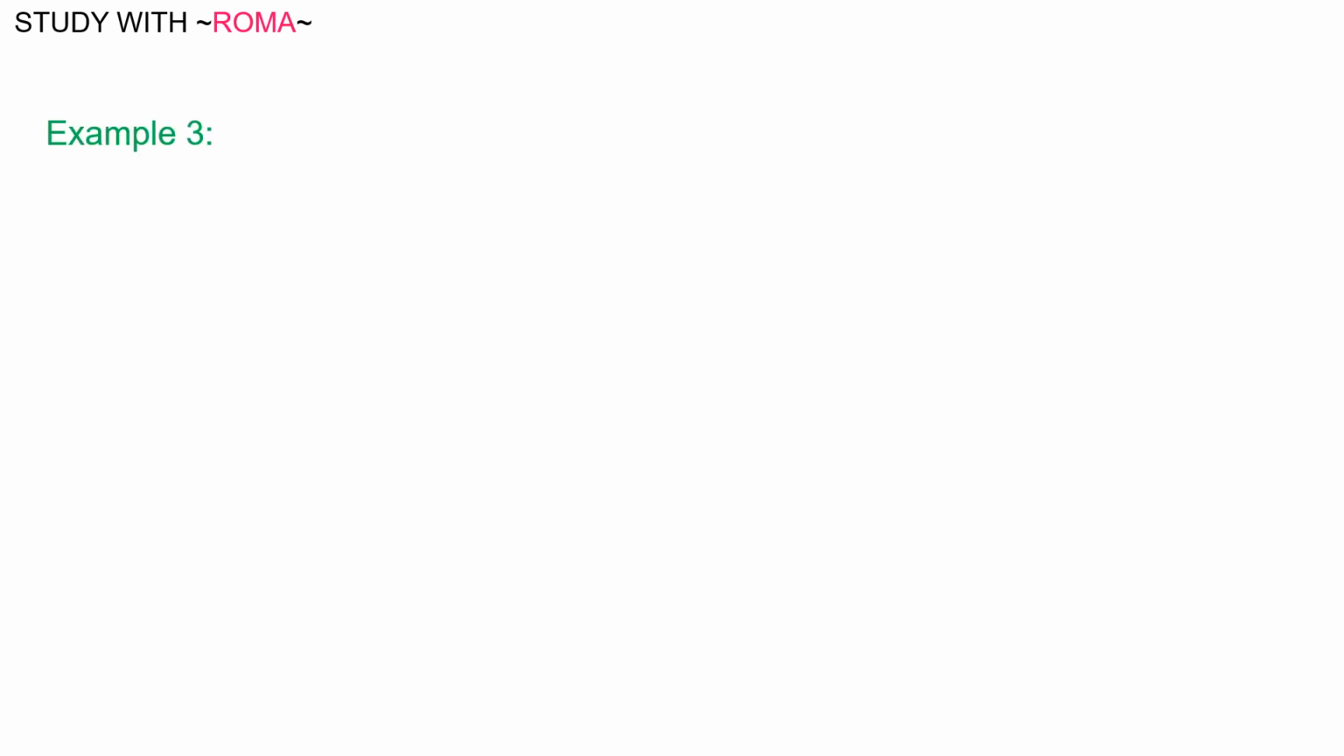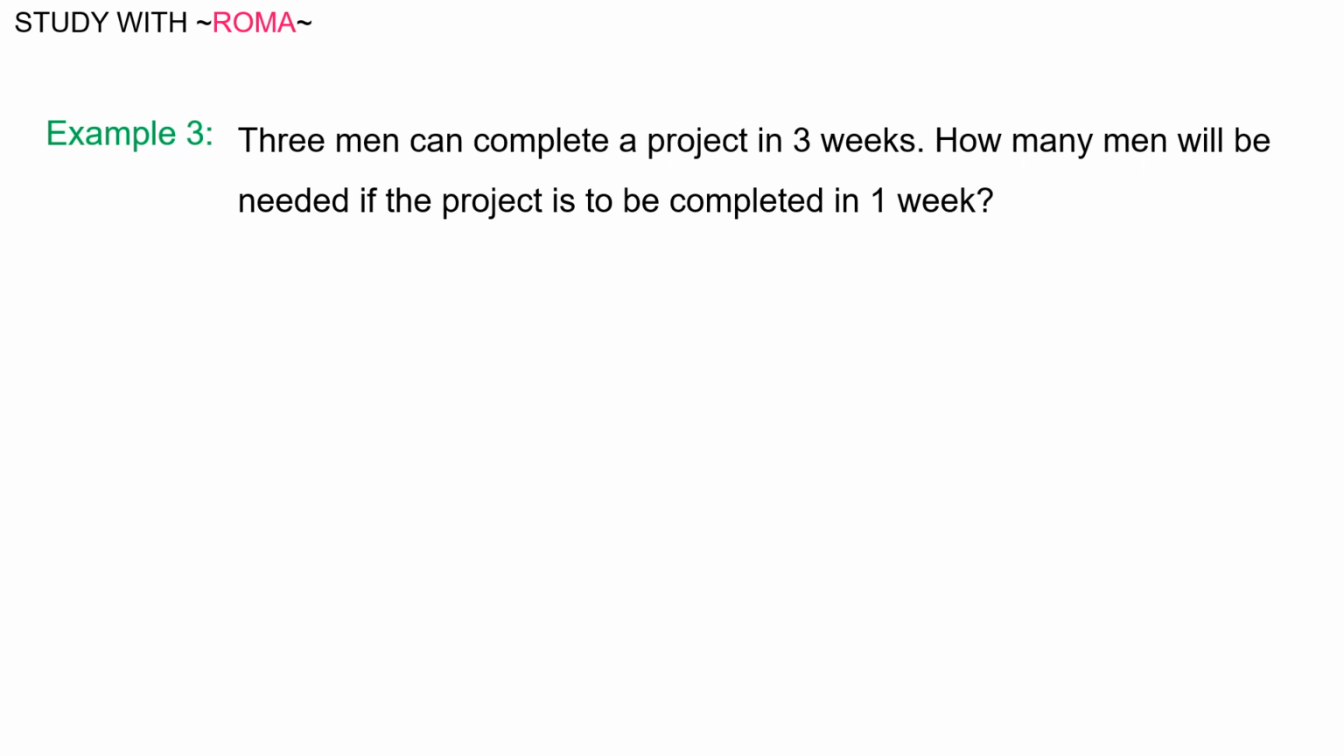For our last example, we have 3 men can complete a project in 3 weeks. How many men will be needed if the project is to be completed in 1 week? This is an example of an inverse proportion. So if we decrease the number of weeks, then the number of men must increase. So we have two solutions.